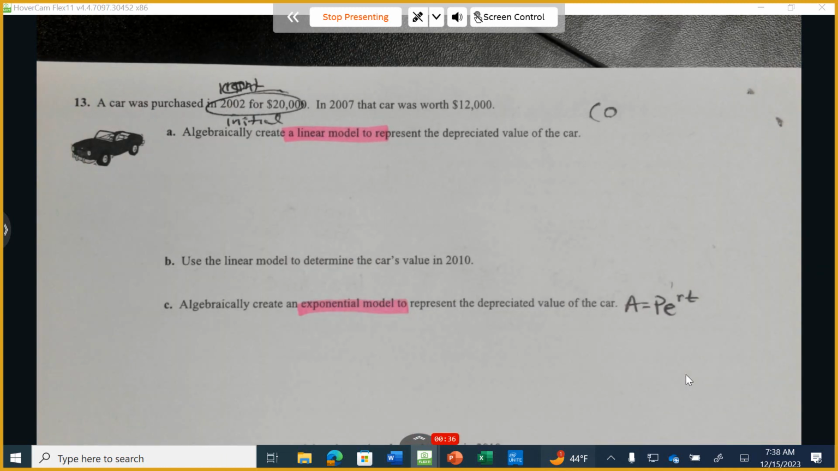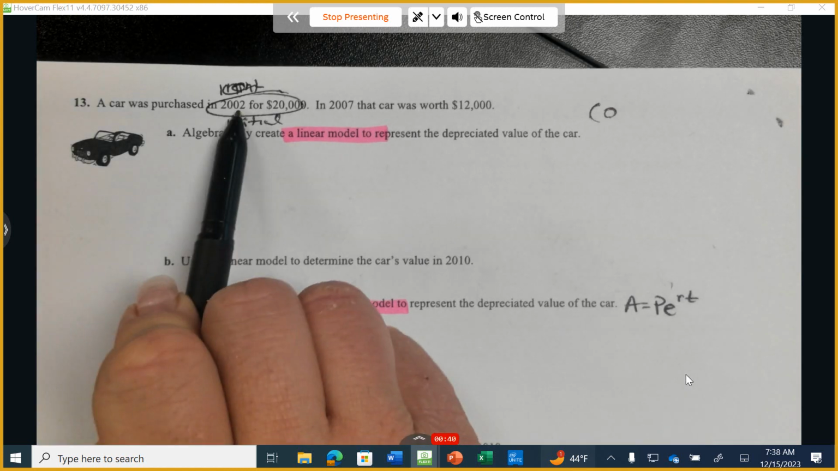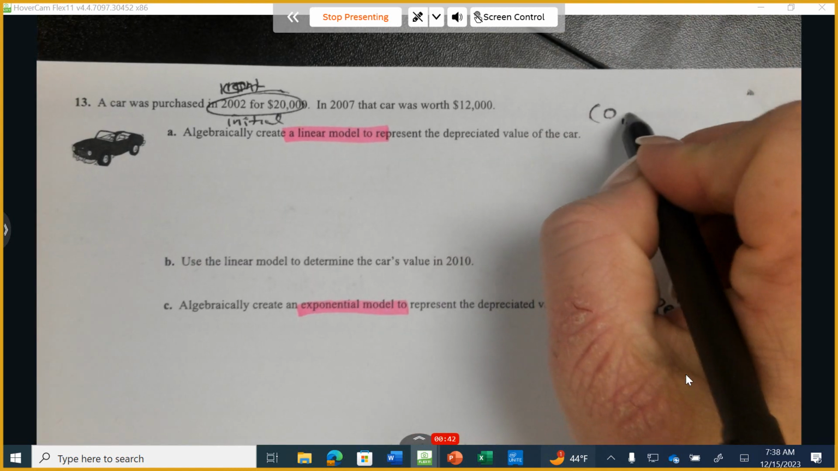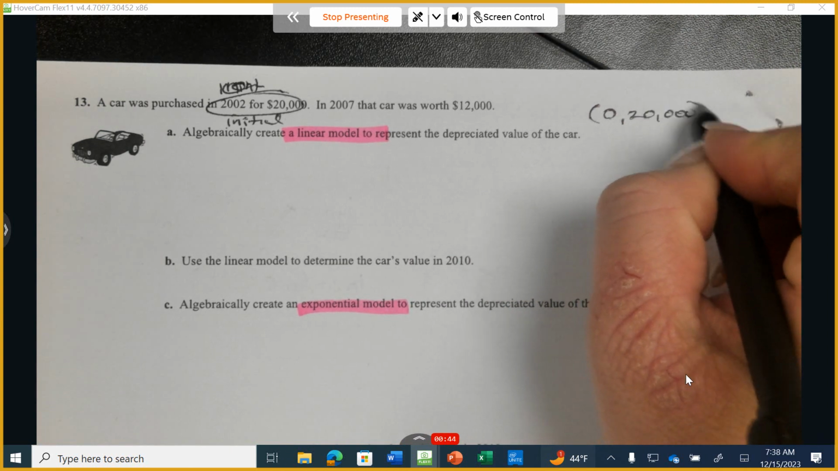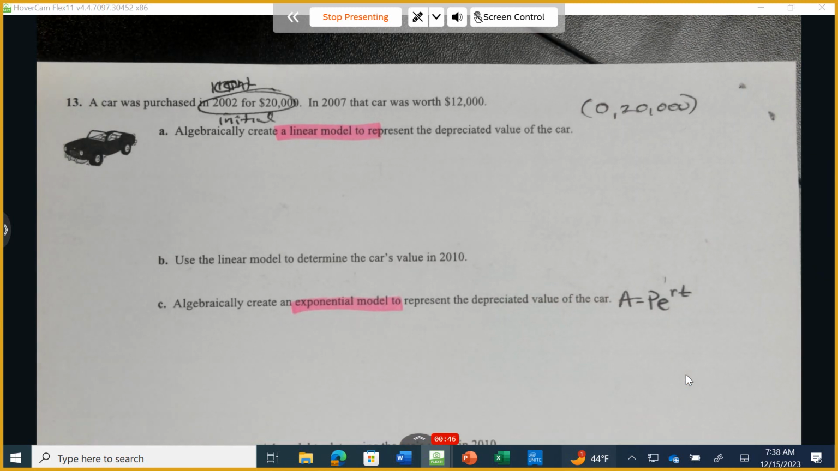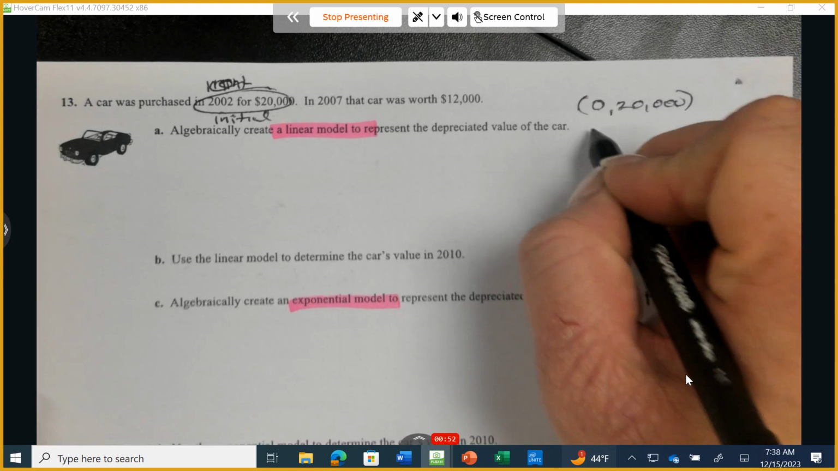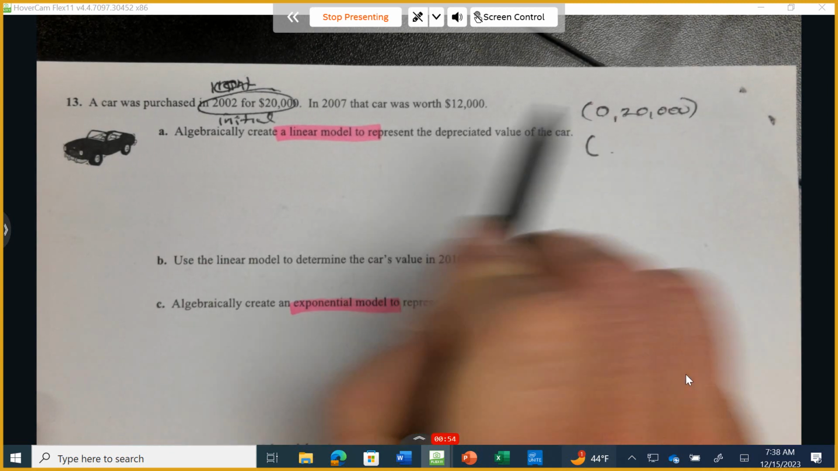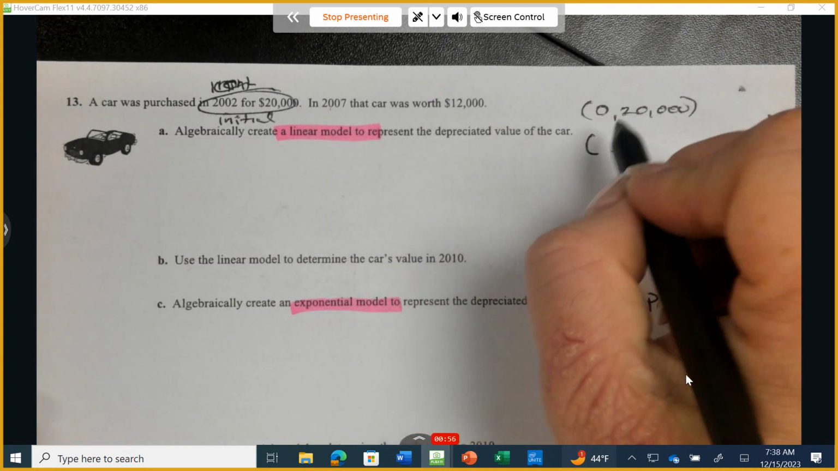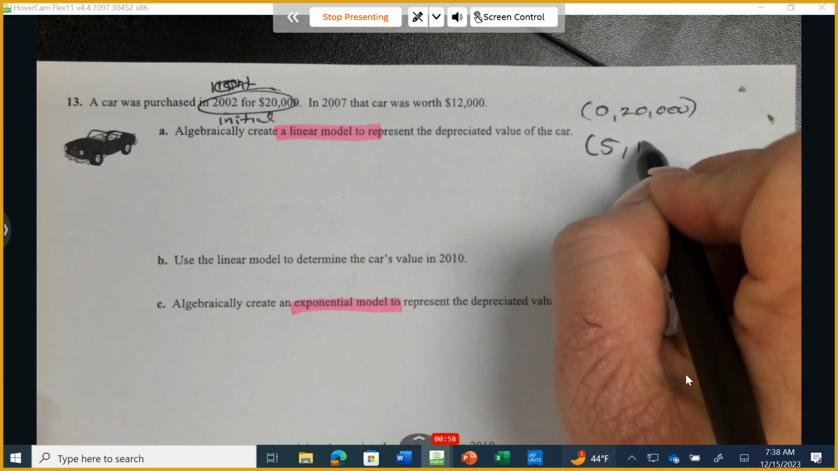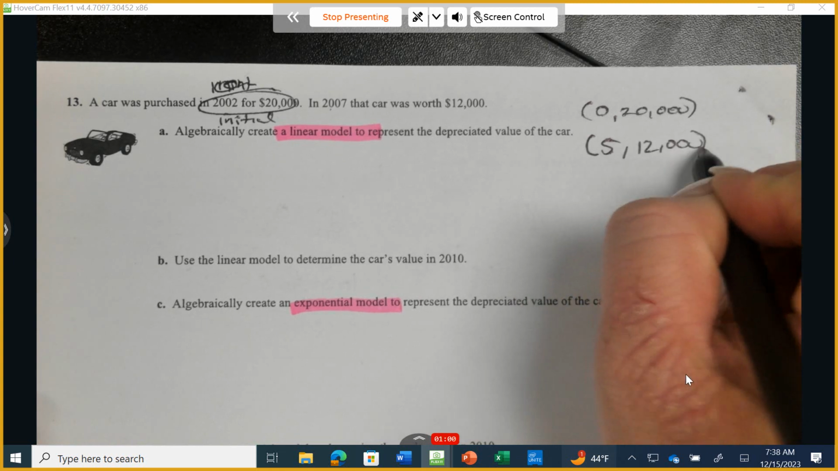So my t equals 0 is the year 2002. So 0 is my time, and my output is the value of the car. Time is my x. I'm starting the year 2002. That is t equals 0. My next ordered pair is 2007. That's 5 years after 2002, so 5 goes with 12,000.